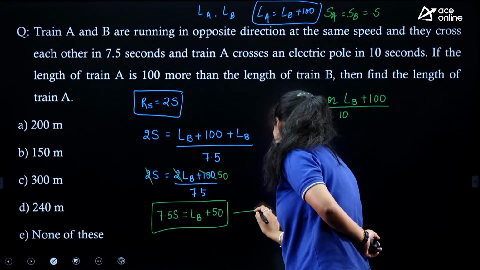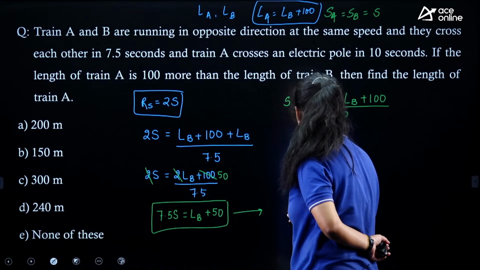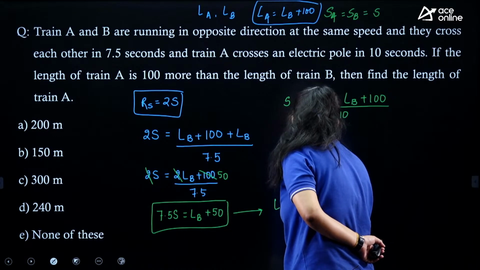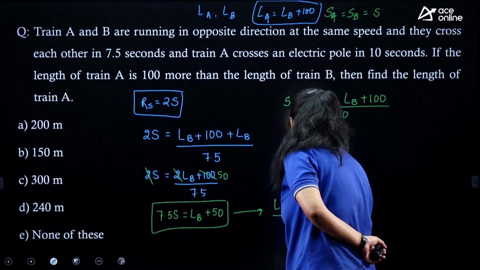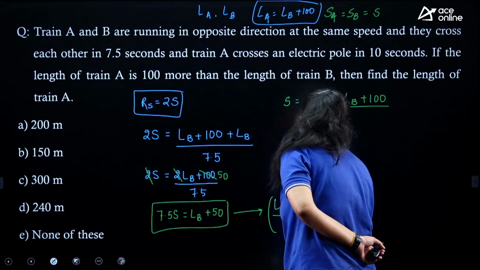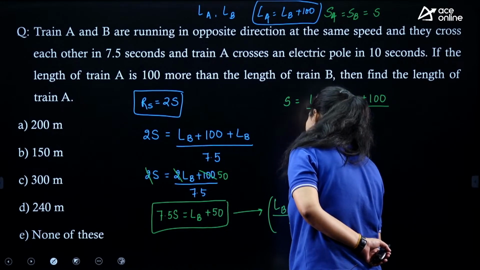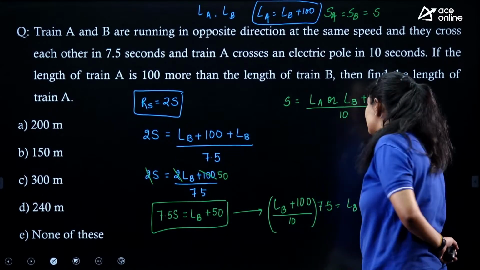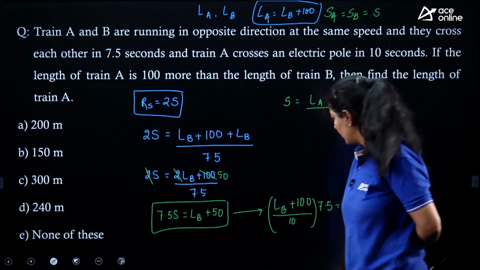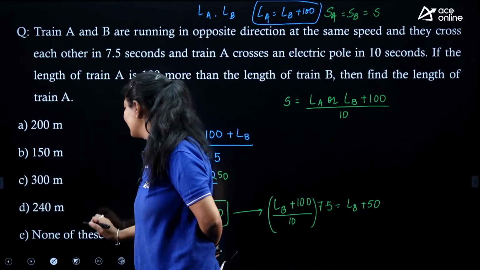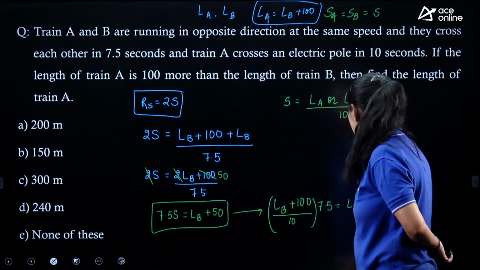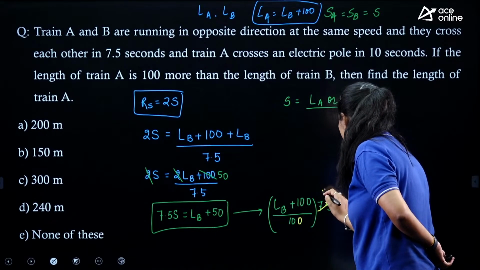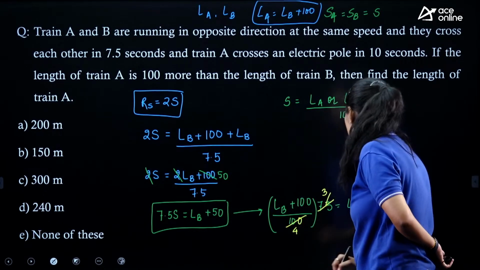So we can write this equation as (LB plus 100) divided by 10, multiplied by 7.5, is nothing but equal to LB plus 50. This is the thing that we are having over here. Now we can simply check whether we can cancel it out or not, right? So here we remove it, and here we are getting 0. So here we are getting 3, here we are getting 4, right?